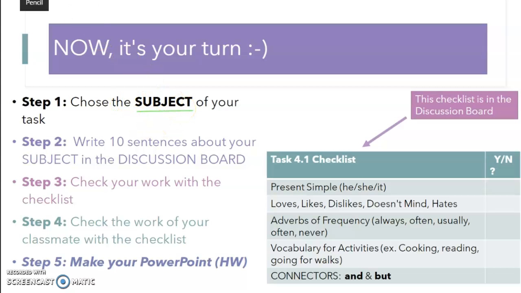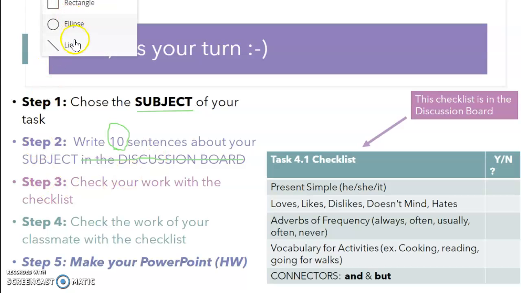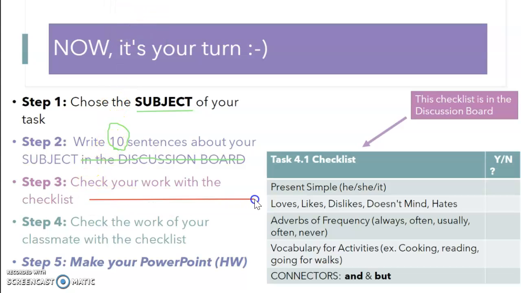So the first step is to choose your subject. Once you choose your subject, you will write 10 sentences about your subject. This part we did in class. So if you missed the task, this was a peer editing activity. So you don't have to do this step, but you have to write your 10 sentences about your subject. Okay, then you can self-check with this checklist here. Look at this checklist and make sure that you've included all of these items.